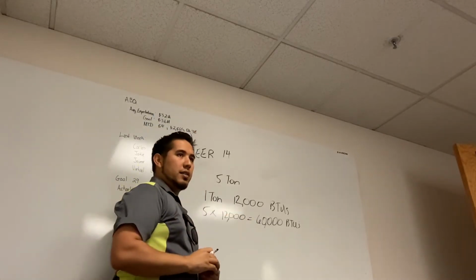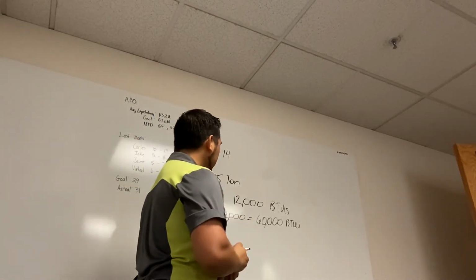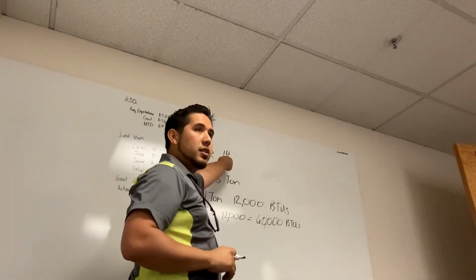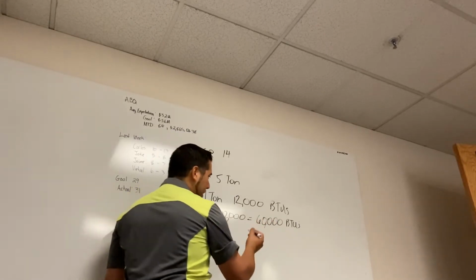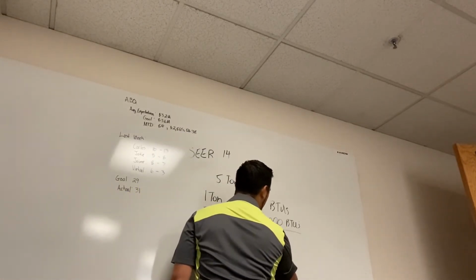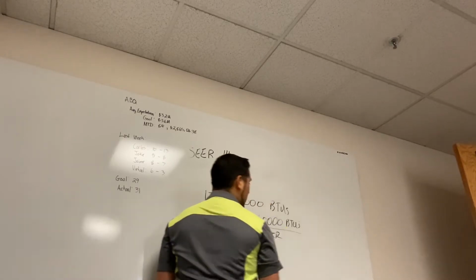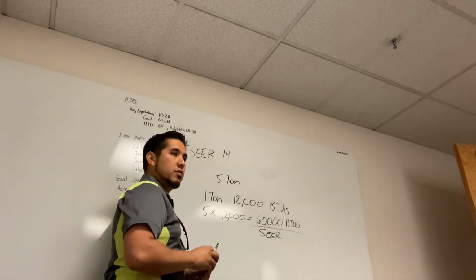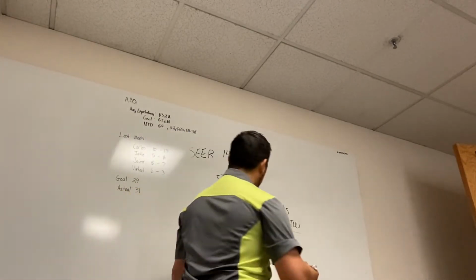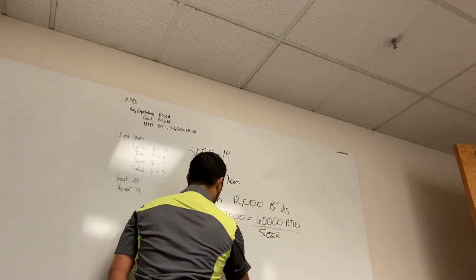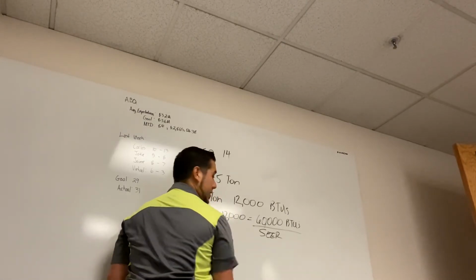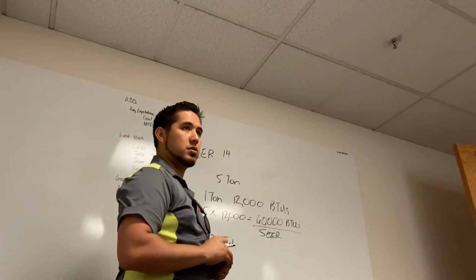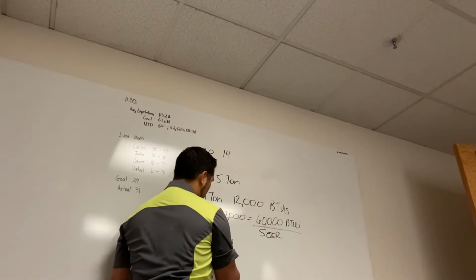So what do we do with that? Well, we need to know how efficient the unit is. So we've got a SEER rating. What you want to do is divide this by its SEER rating. And if the SEER rating of that unit that you looked up is 14, what do we have? 4285. Okay? So 4285 watts. This is how we're figuring out how much power this thing is going to use.